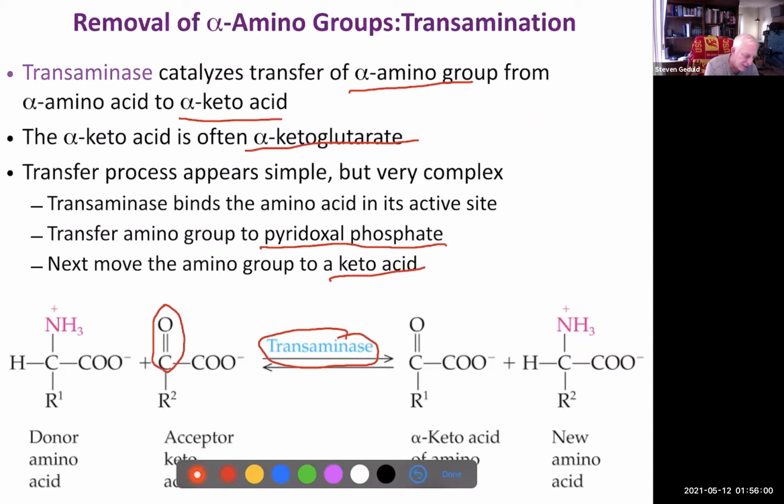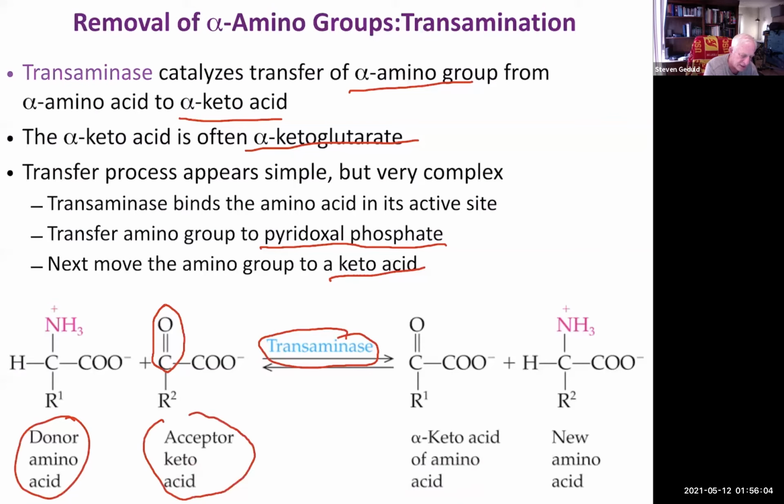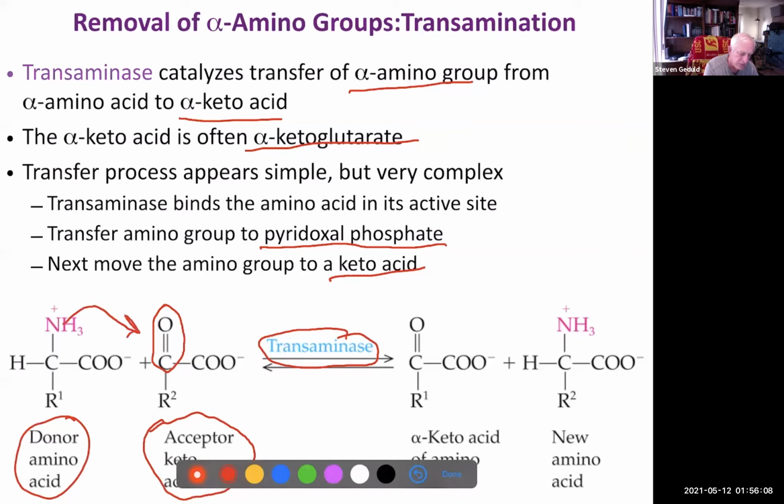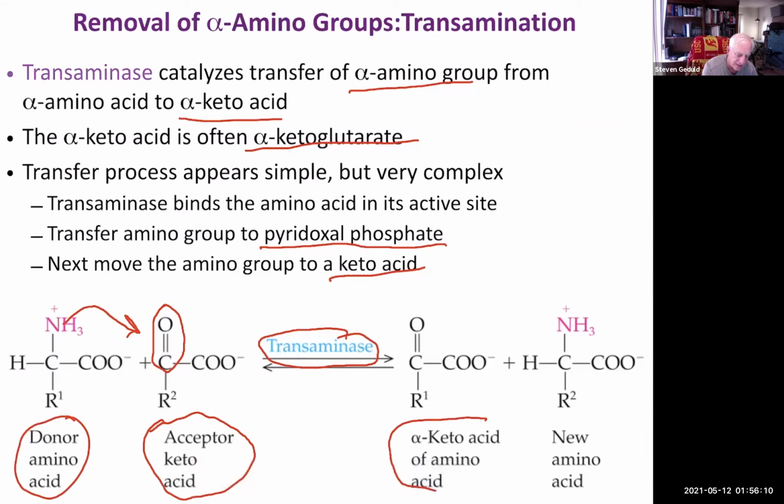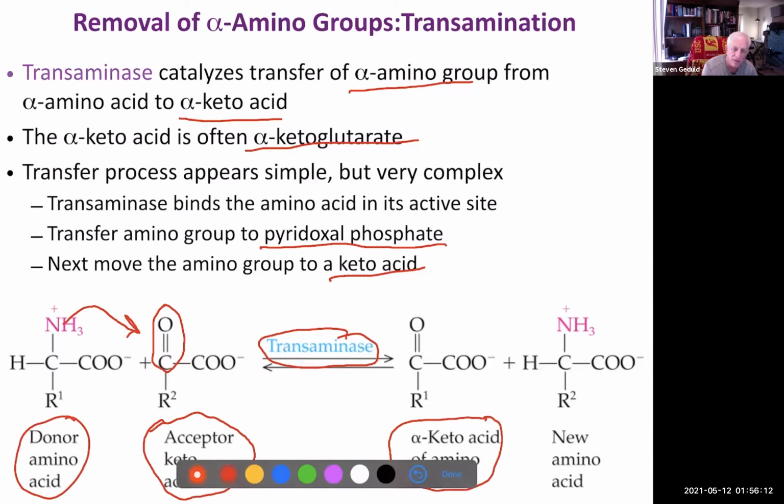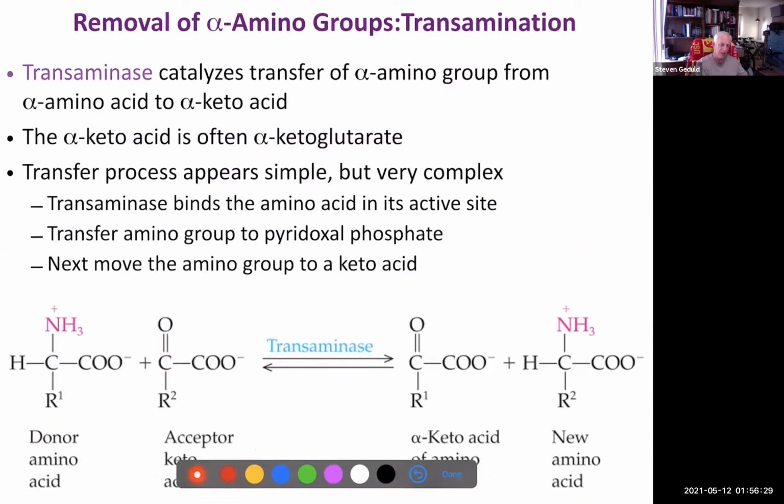So this is your amino acid. Okay, this is the accepted keto acid. It's going to accept this nitrogen group. Okay, this is the alpha keto acid of the amino acid. Okay, and then this is a new amino acid that's formed. Okay, so you transferred it from one to another. Okay, and then you can break that down.